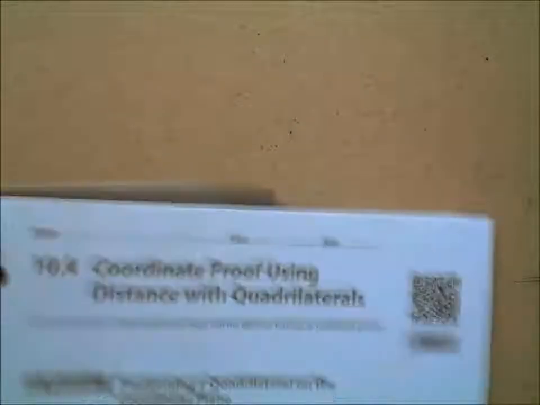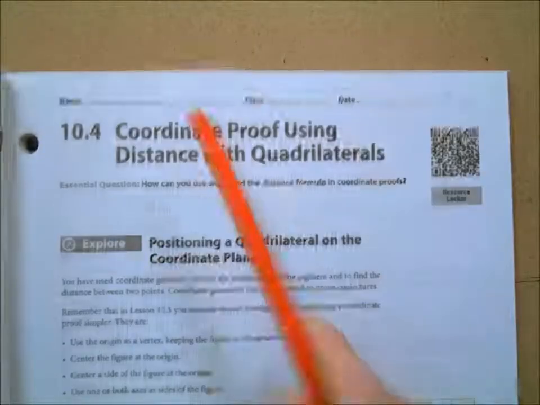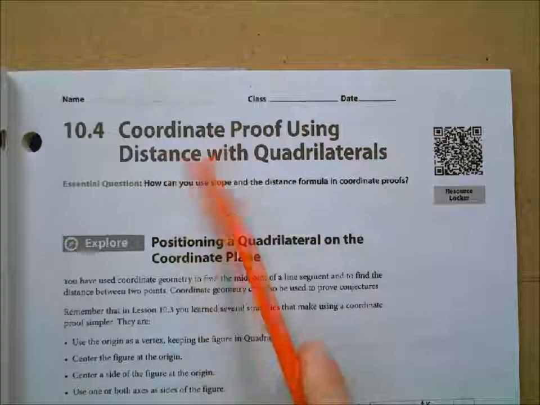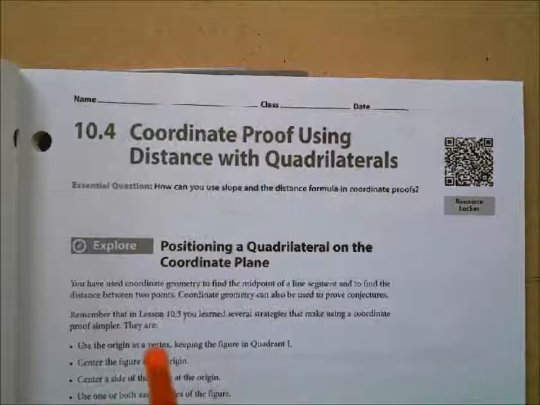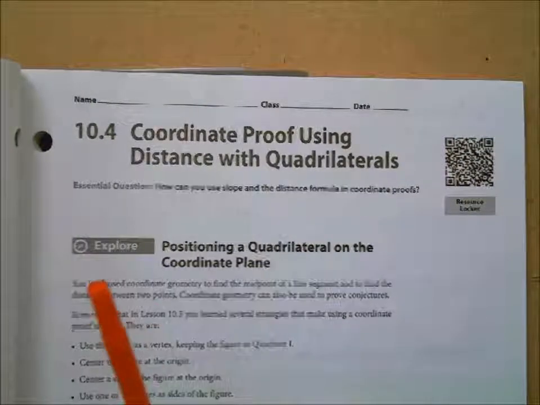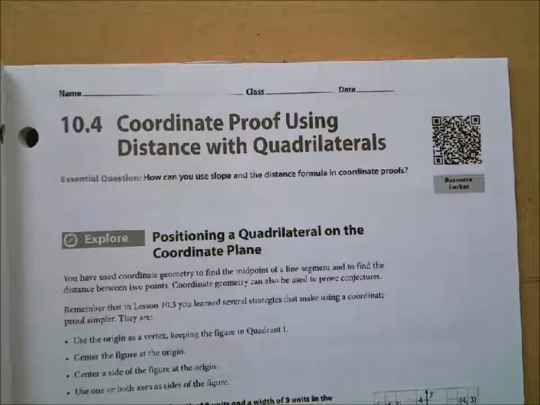So today, we're going to be doing coordinate proofs using distance with quadrilaterals. So we're going to combine all of our stuff with slopes we talked about, parallel slopes, perpendicular slopes, all that jazz. We're going to add in the distance formula now officially, right? Unofficially, we've talked about it and said that, okay, we could use distance formula here too if we wanted to. But now we're going to actually have it show up, okay?